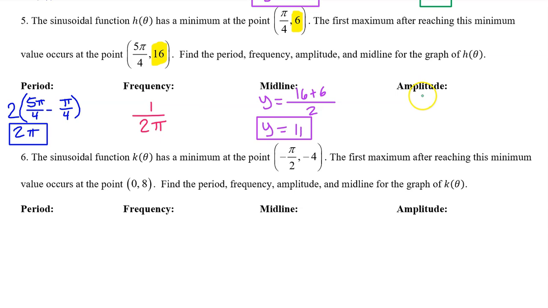The amplitude is the distance from the midline to the highest value. In other words, the amplitude will be the highest value minus the midline. In this case, the amplitude is 5.